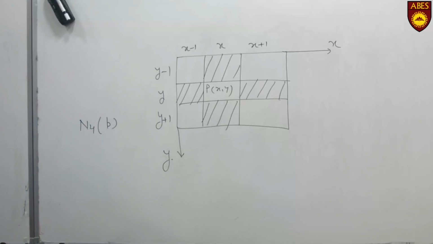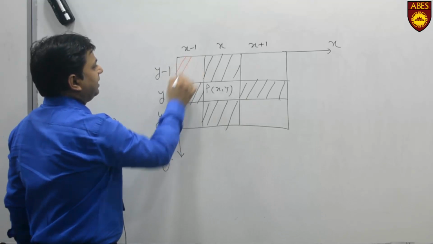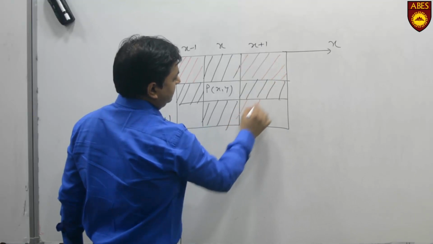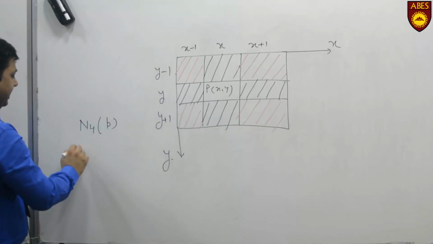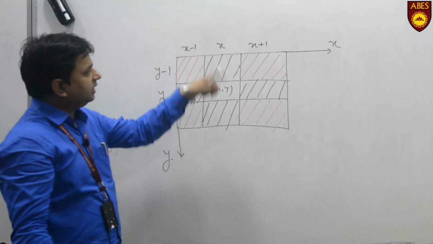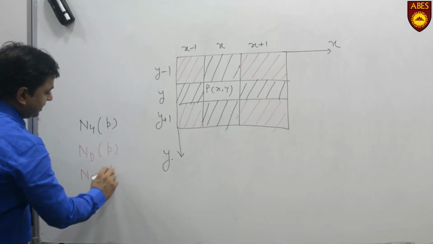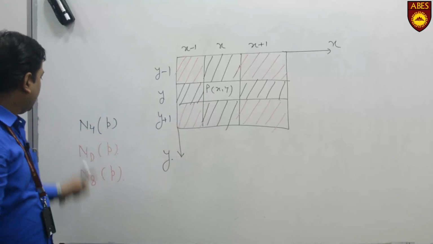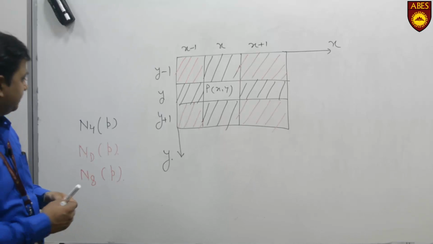In addition to this, these four pixels which are diagonal to the central pixel P, which is the red color, are called its diagonal pixels, and this set of pixels is known as NDP. When we include all these 8 pixels, we compute a new set of P, that is N8P. That means the pixel P has 8 neighbors, having horizontal pixels, vertical pixels and diagonal pixels.